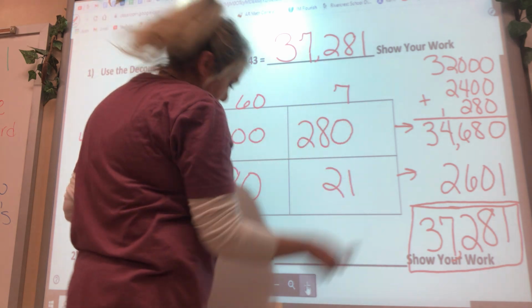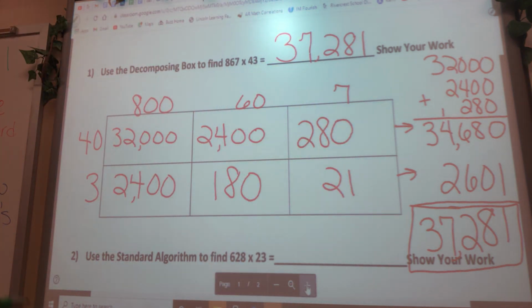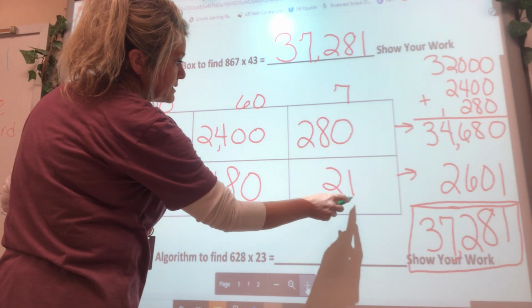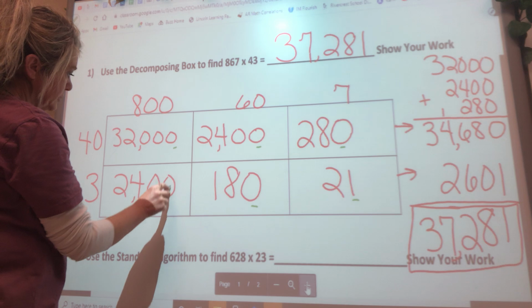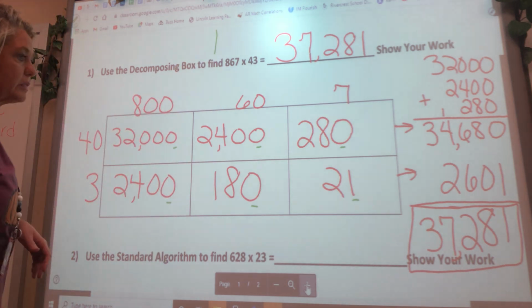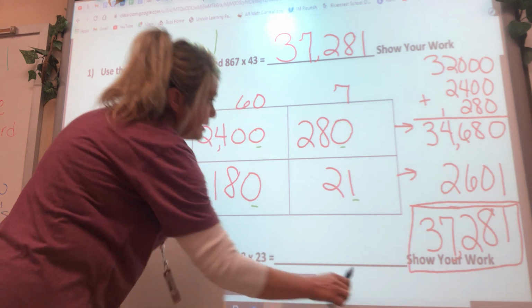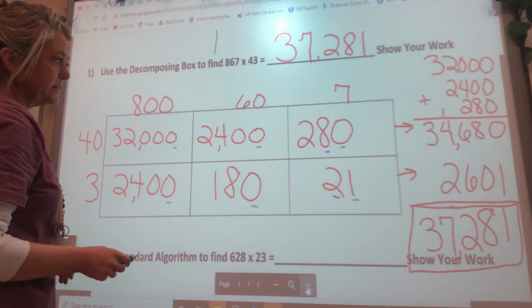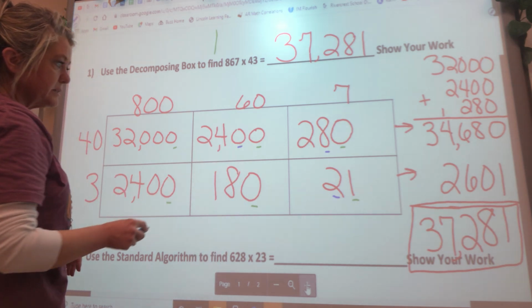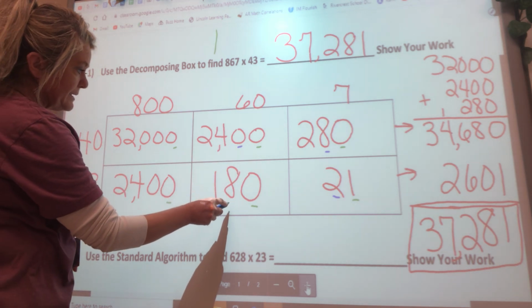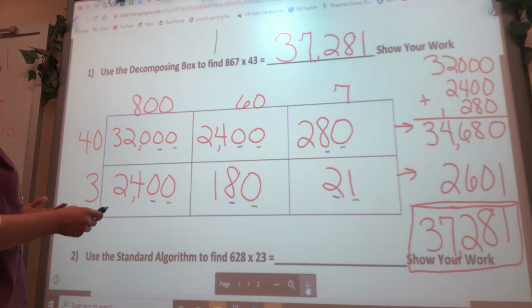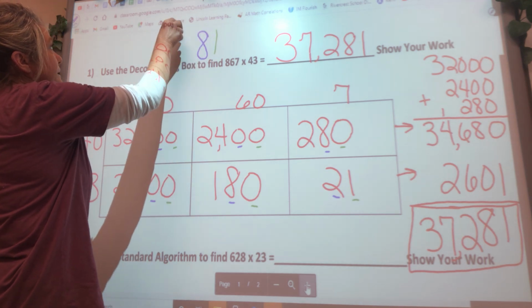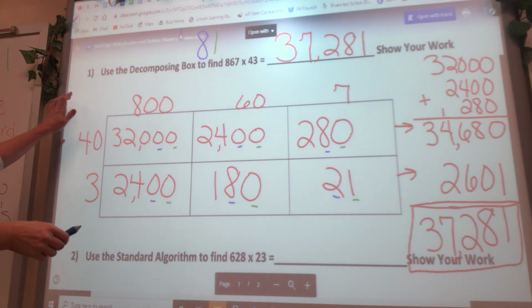37,281. Now don't forget, when you're doing a decomposing box, you can check your figure just by checking your place values. And you'll start with the ones place. I have 1 plus 0 is still 1, plus 0 plus 0 plus 0 plus 0 is still 1. In my tens place, I have 2 plus 8 is 10, plus nothing is still 10, plus 8 is 18, plus nothing is still 18. So I have my 8, and I carry my 1, so I don't forget it over here.